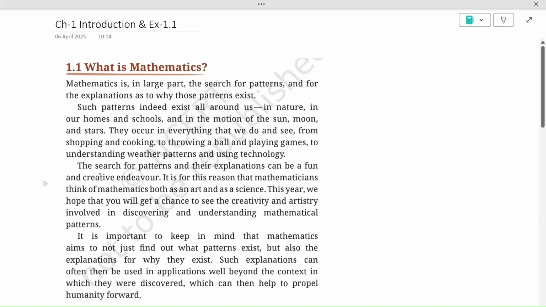Now the next is: the search for patterns and their explanations can be a fun and creative endeavor. It is for this reason that mathematicians think of mathematics both as an art and as a science. So as far as scientists are concerned, since they get to know many new things as a part of their analysis from using these patterns, for them it is both a piece of art and science. This year, we hope that you will get a chance to see the creativity and artistry involved in discovering and understanding mathematical patterns.